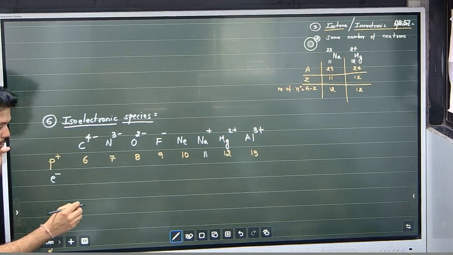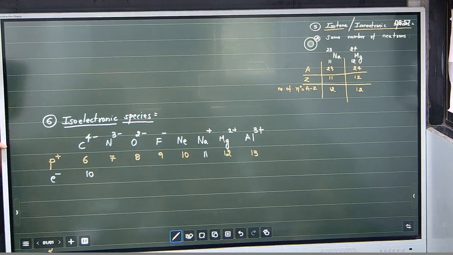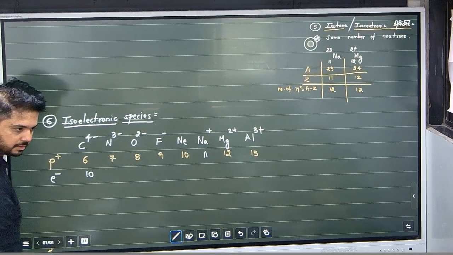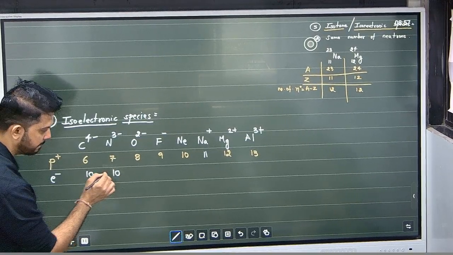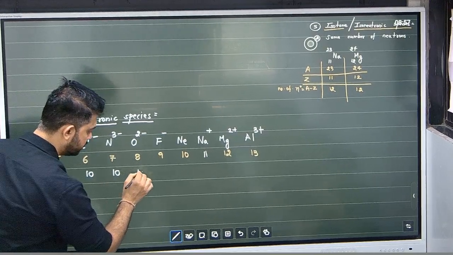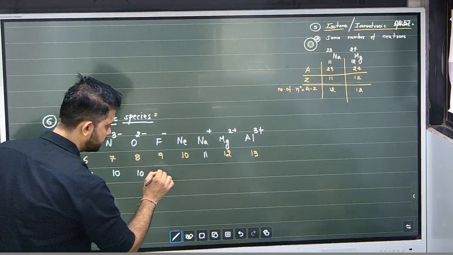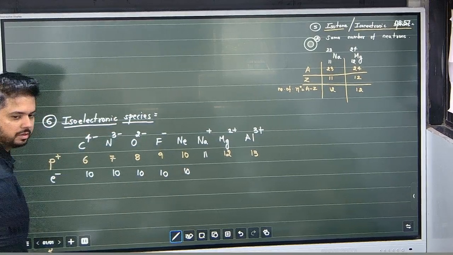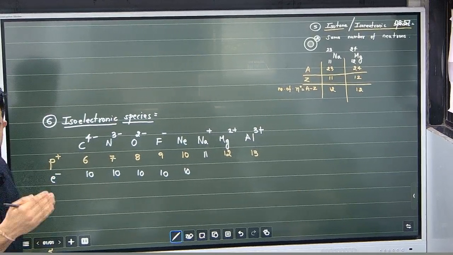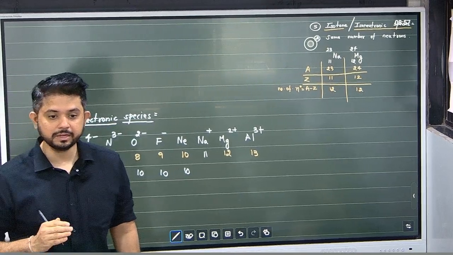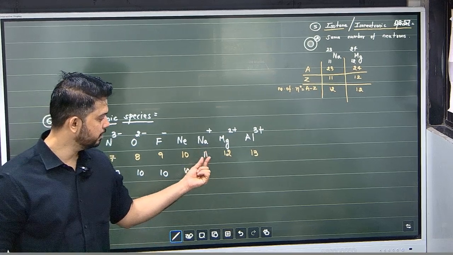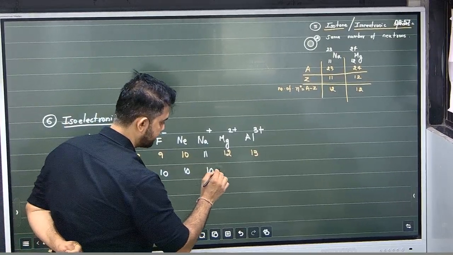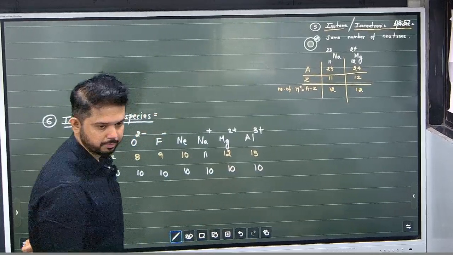6 plus 4, that is 10. Anyone who did not understand this? But what about here in N3 minus? 7 plus 3, even that will be 10. 8 plus 2, 10. 9 plus 1. What about here in neon? Why? Because it is neutral. Now Na plus, when does an atom get a positive charge? When does it become a cation? When it loses an electron. So if the number of electrons in neutral sodium is 11, Na plus will be 10. I think people get the point.